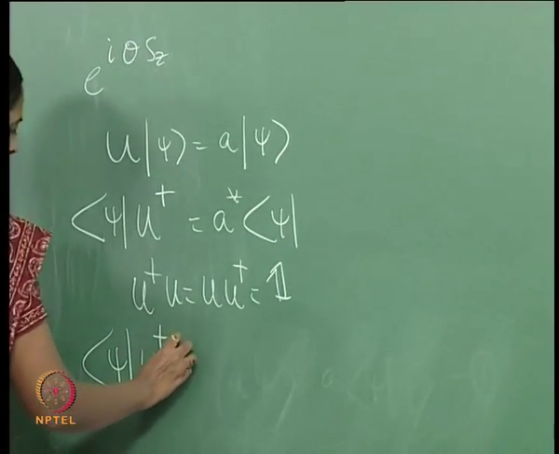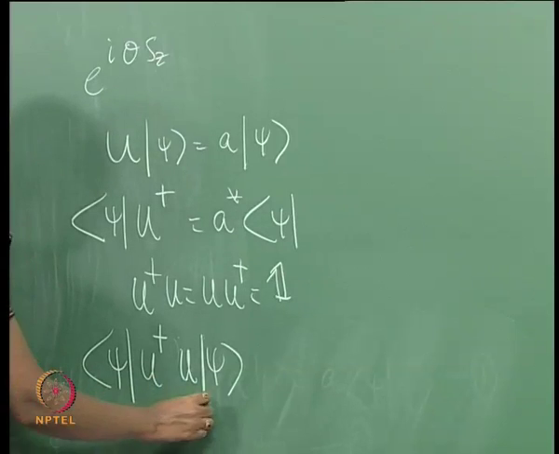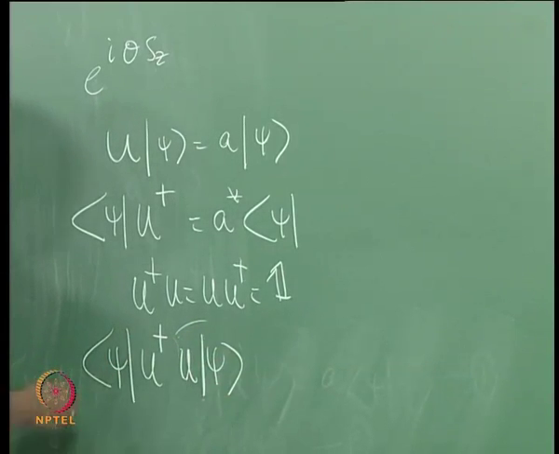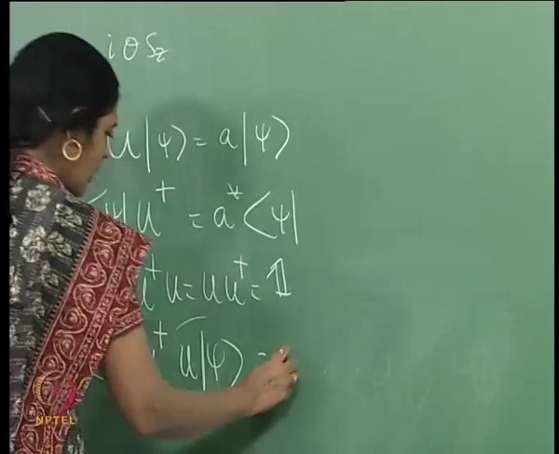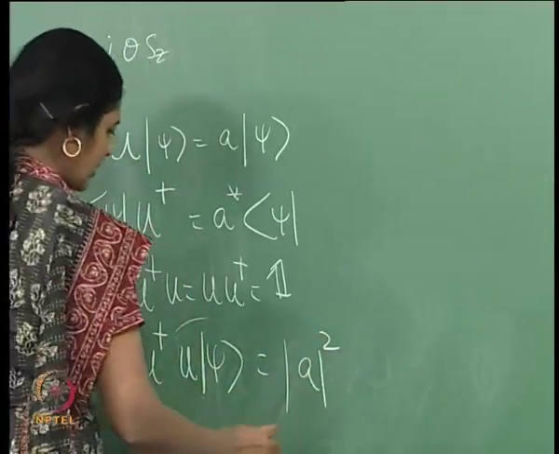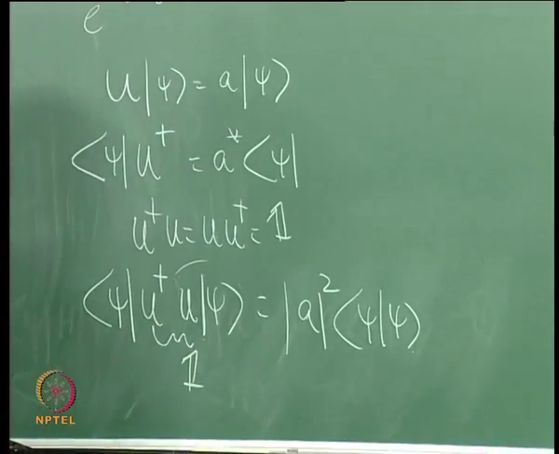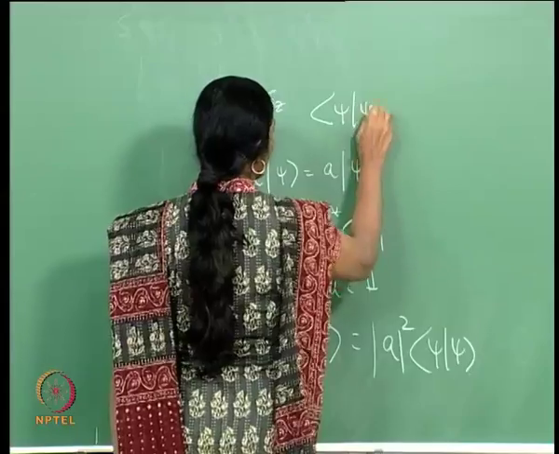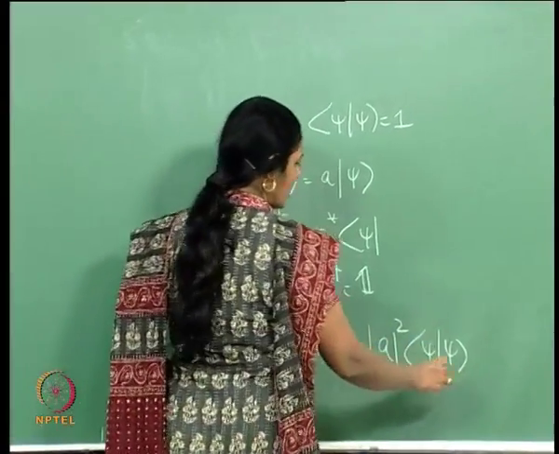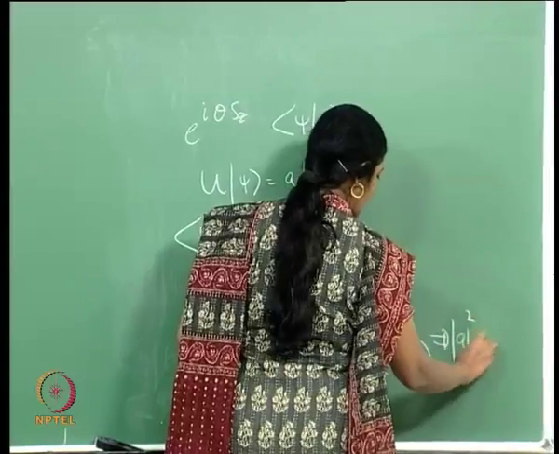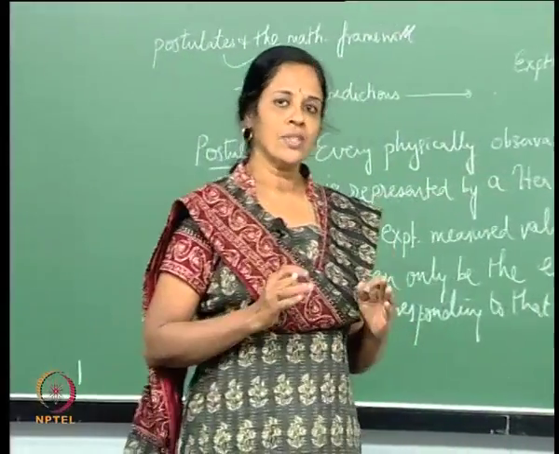I can find the inner product of this bra with this ket. This is a ket, and that is the bra vector corresponding to that ket vector. But this object is simply mod a squared psi psi, because U dagger U is identity. And if initially psi has been normalized to unity, it is clear that mod a squared is equal to 1. So, the eigenvalues of a unitary operator are complex numbers whose modulus is unity.